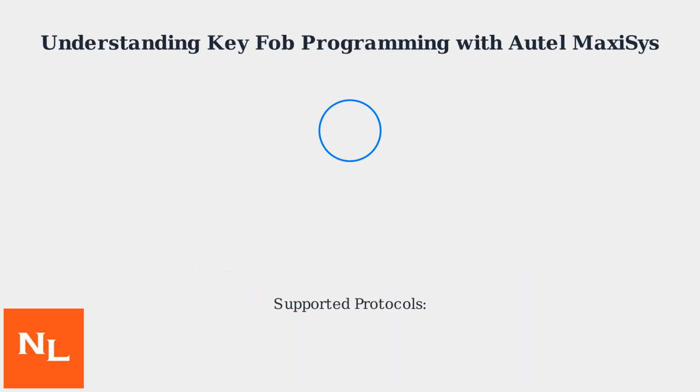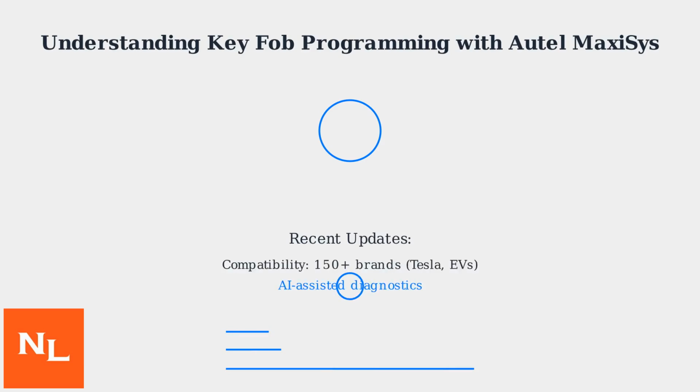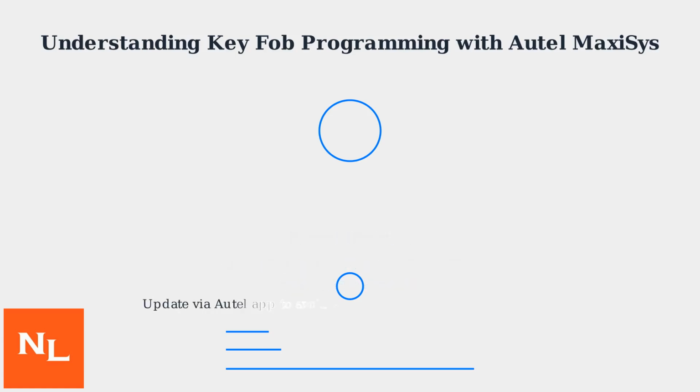MaxiSys supports protocols like OBD2, CAN bus, and proprietary systems such as Ford PATS and Toyota G-Chip. Recent updates enhance compatibility with over 150 vehicle brands, including Tesla and EVs, and integrate AI-assisted diagnostics, reducing programming time. Ensure your MaxiSys device is updated via the Autel app to avoid errors due to evolving cybersecurity measures and rolling codes in vehicles from manufacturers like BMW and Mercedes-Benz.